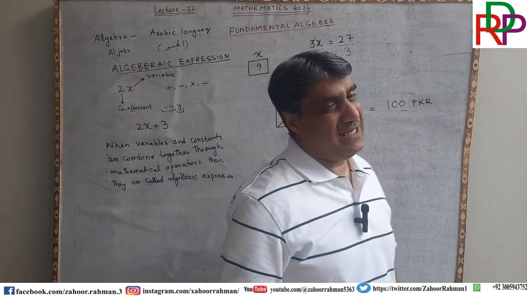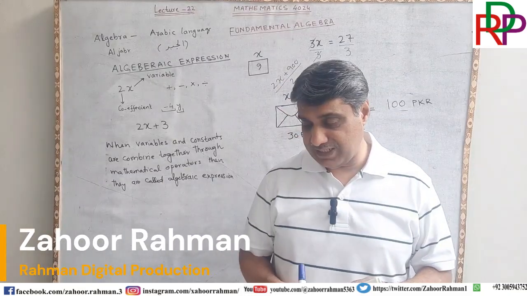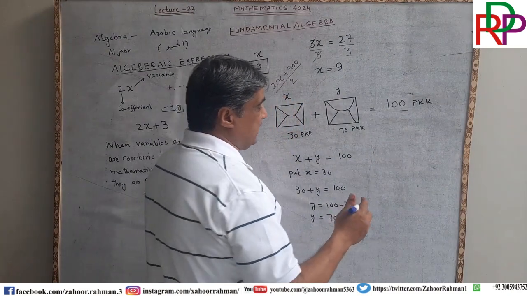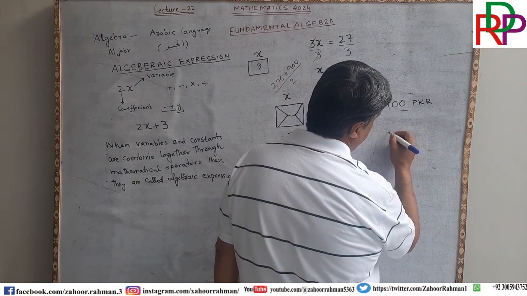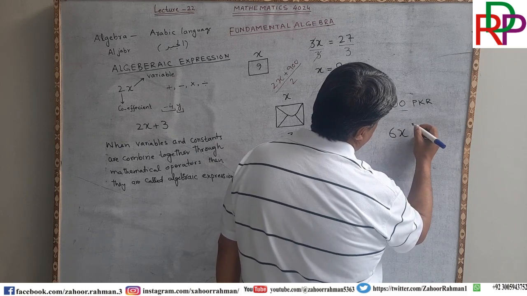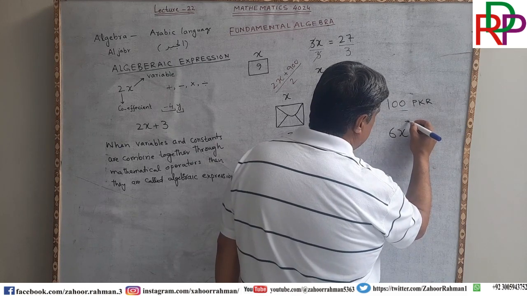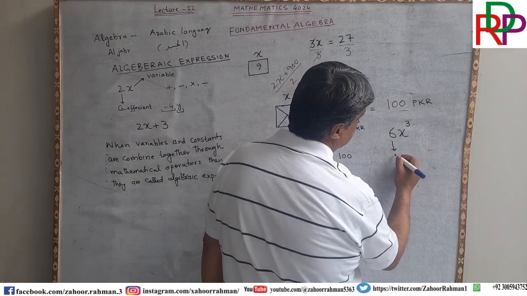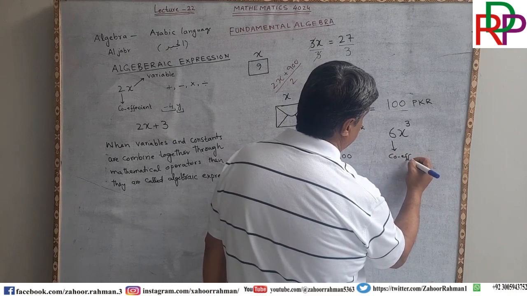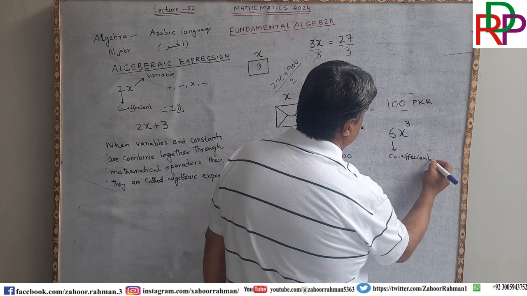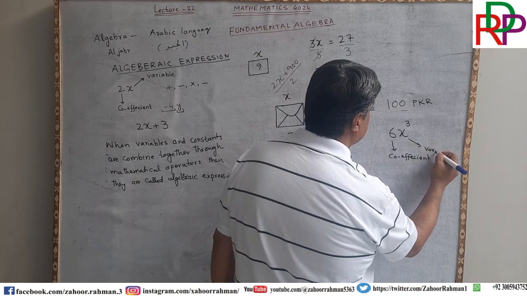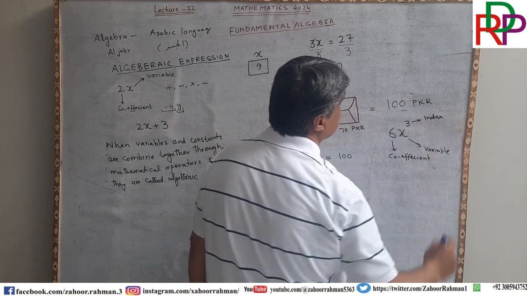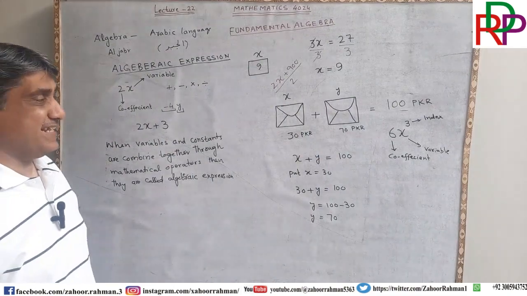So in this lecture, we learned the basic concept of algebraic expression. One thing more I want to clear here, that if I am writing 6x to the power 3, this is called coefficient. This is called variable. And this is called index.